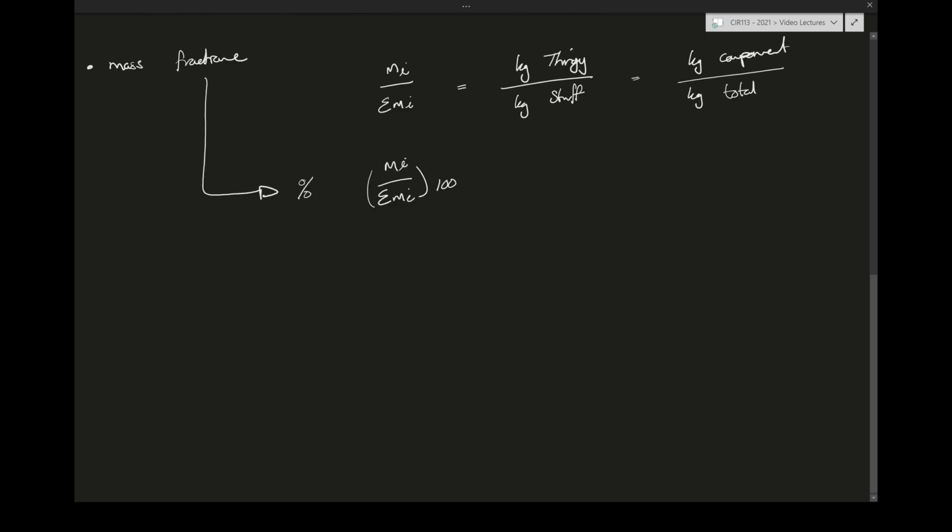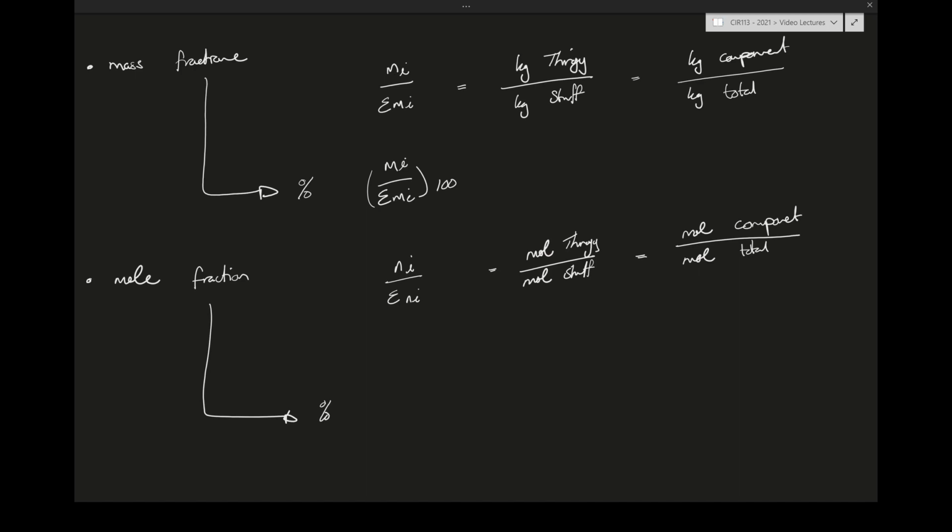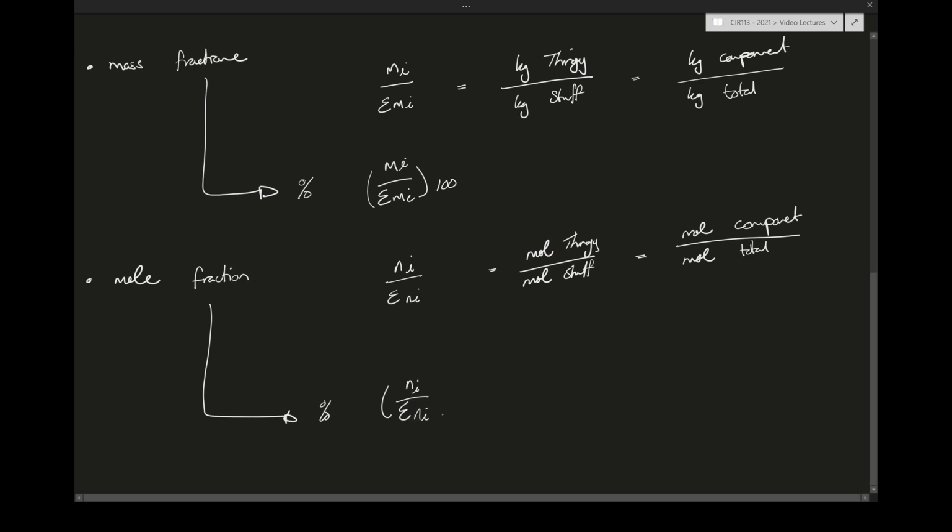Next, we have the molar version of this, where we have mole fraction, and again, the percentage version of this. We have this as the mole thingy over the mole of the stuff, or expressed exactly the same as above as the mole component over the total mole, which we can write as this equation. And then the same again for the mole percentage, where we multiply the above quantity with 100.